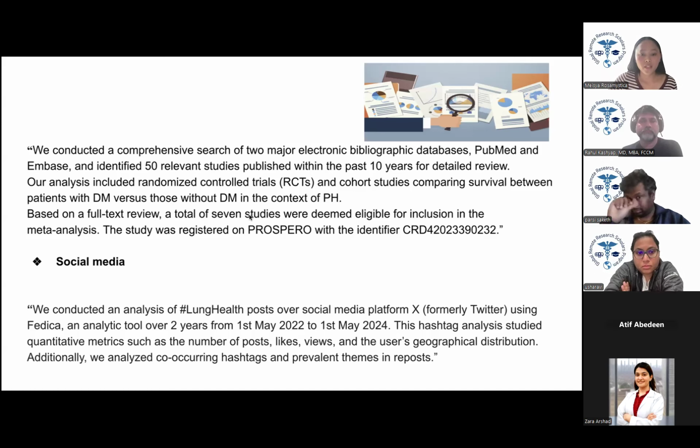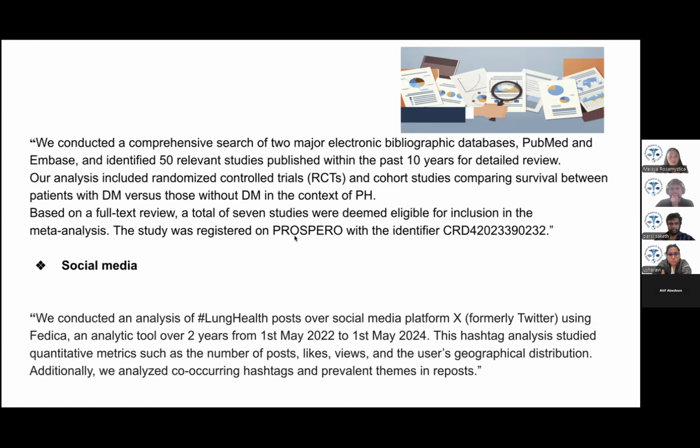And then they mention how many studies they included at the end. So there were 7 studies eligible for inclusion in the meta-analysis. And they also mentioned the registration number in PROSPERO. Now, that was it for the systematic review.